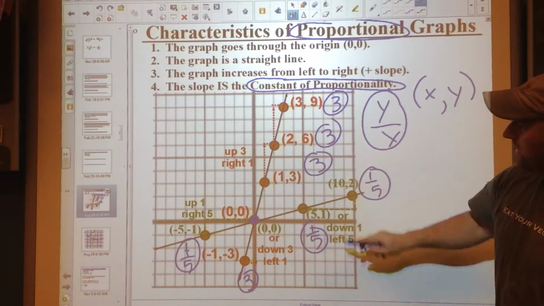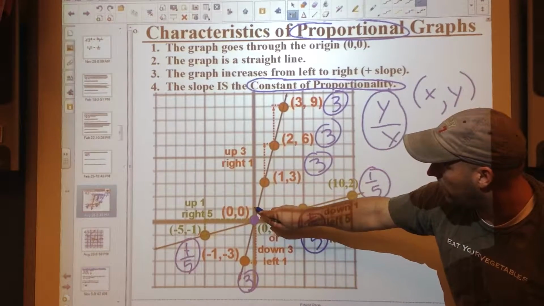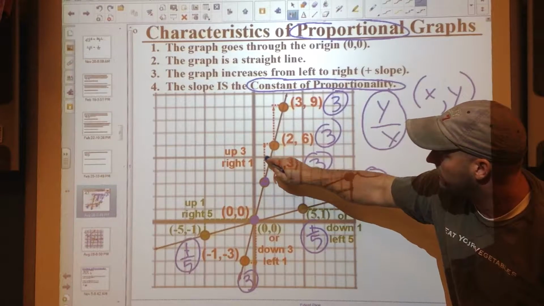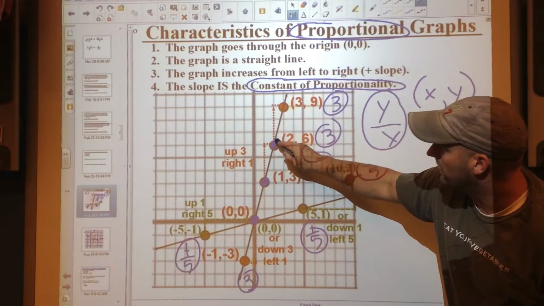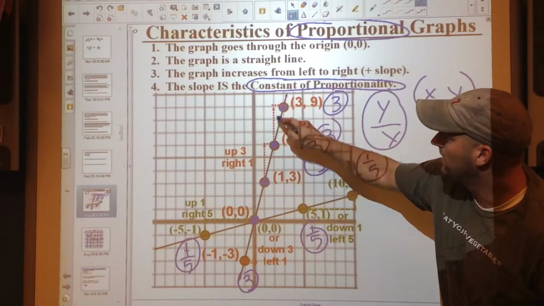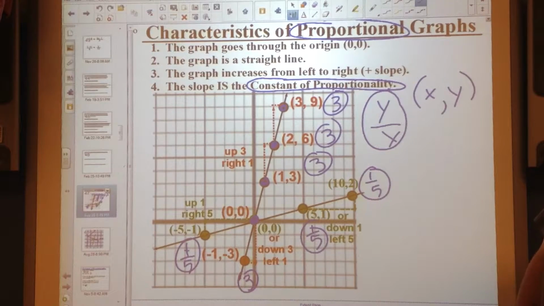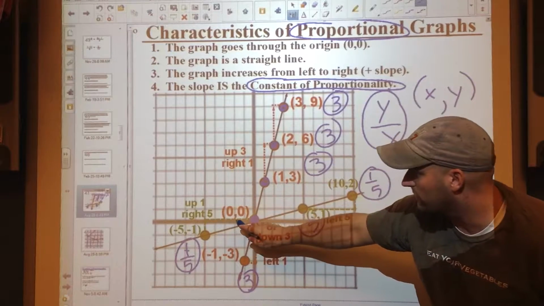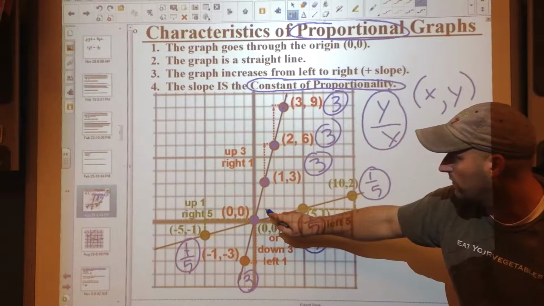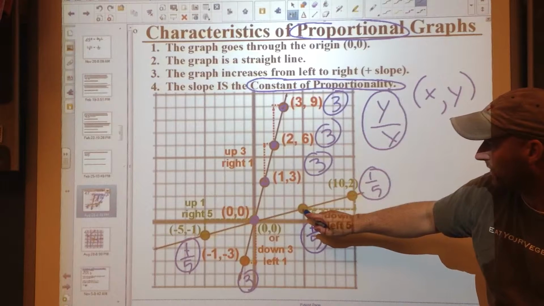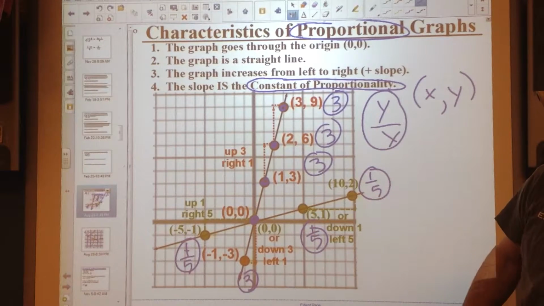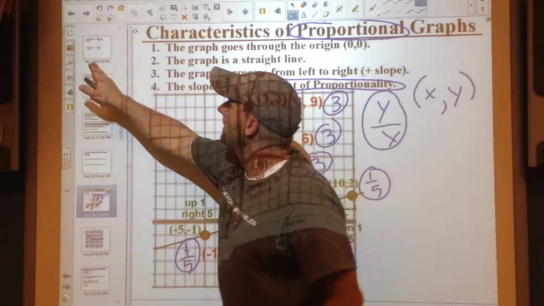So this 3 is actually a rise of 1, 2, 3, and then a run of 1. Okay? And this one would be a rise of 1, a run of 1, 2, 3, 4, 5. And that's how we kind of count that.